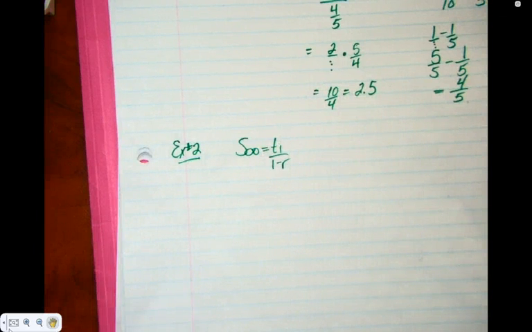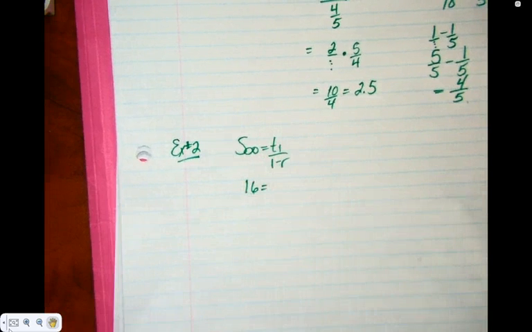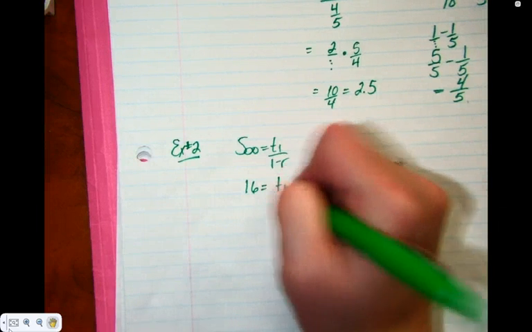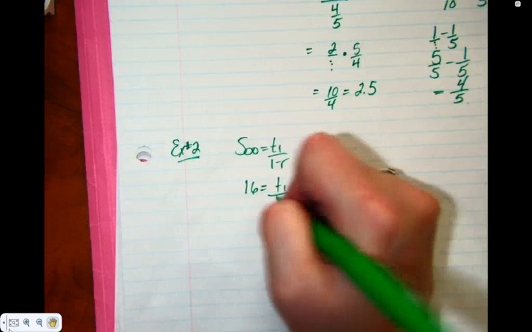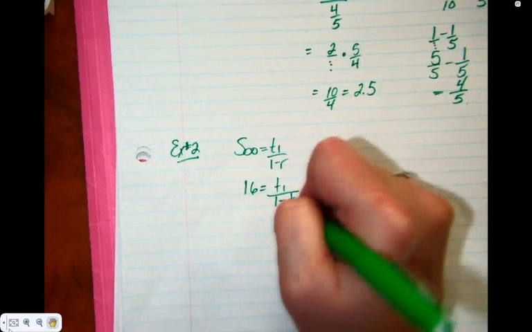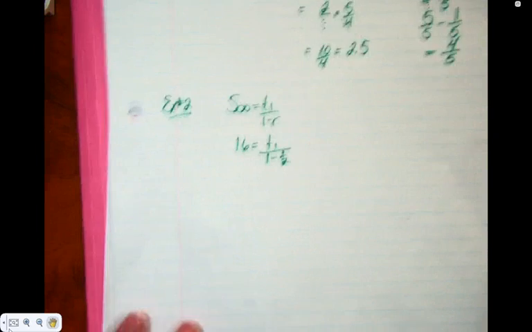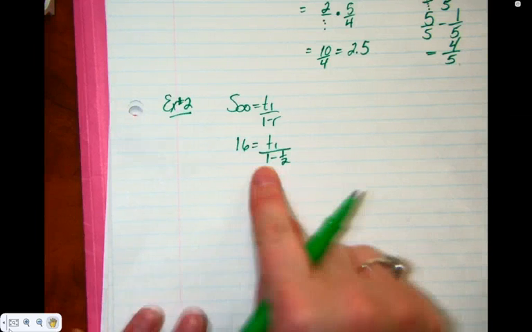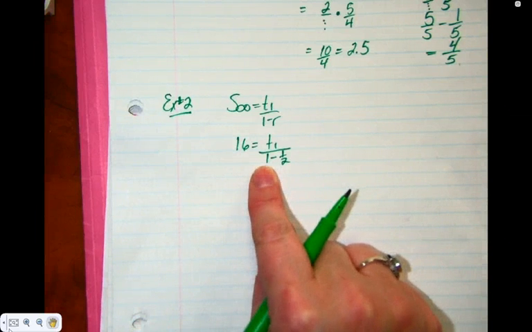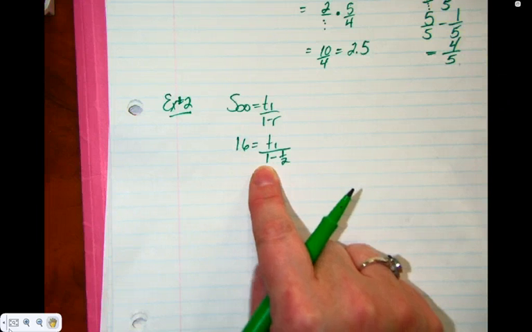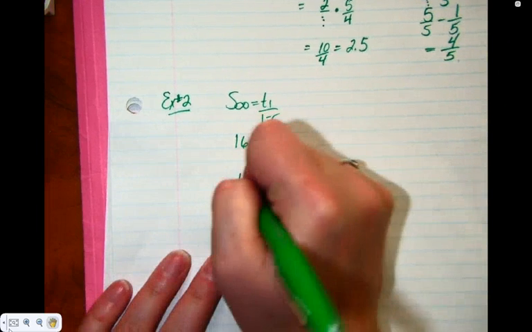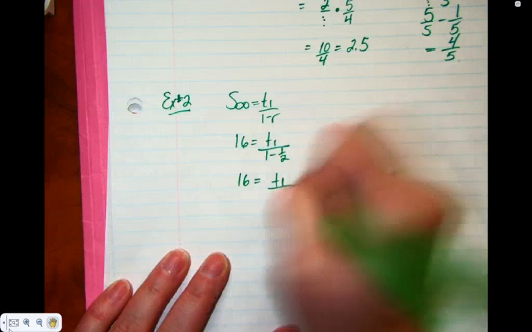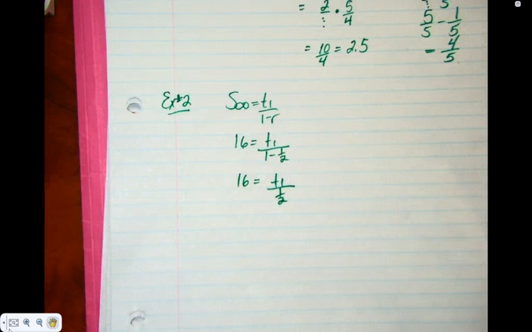What do you want to put on the left-hand side? Do we have T1? Nope, so we just leave it as T1. Do I have R? First thing I'm going to do is this 1 minus a half. That should be able to be done without a calculator. What's a whole minus a half? A half. So I get 16 equals T1 times a half, or divided by a half.